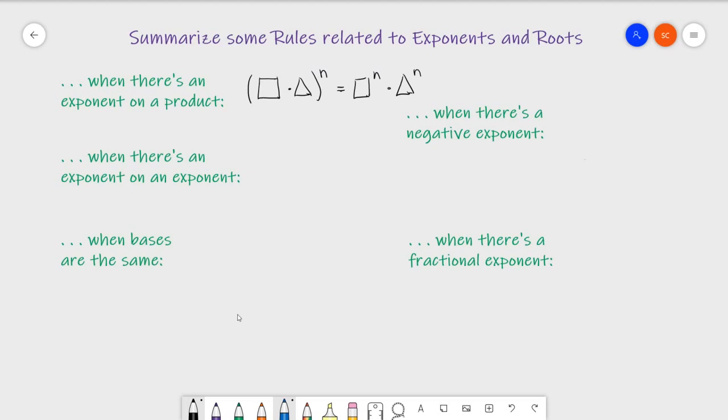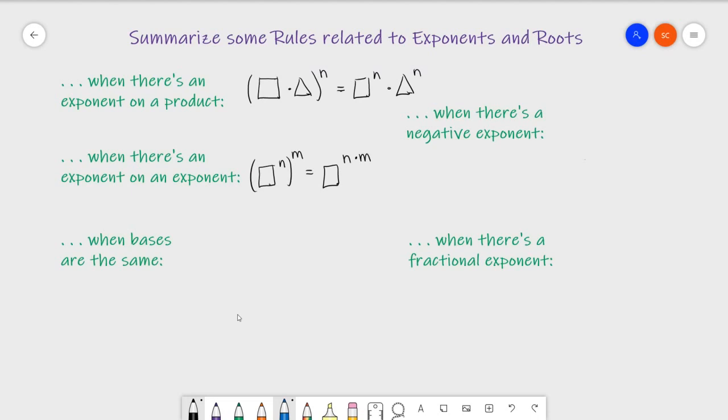What about when there's an exponent layered on top of an exponent? Something like a box to the nth power and then raised again to the m power? I can simplify that by multiplying those two exponents together.